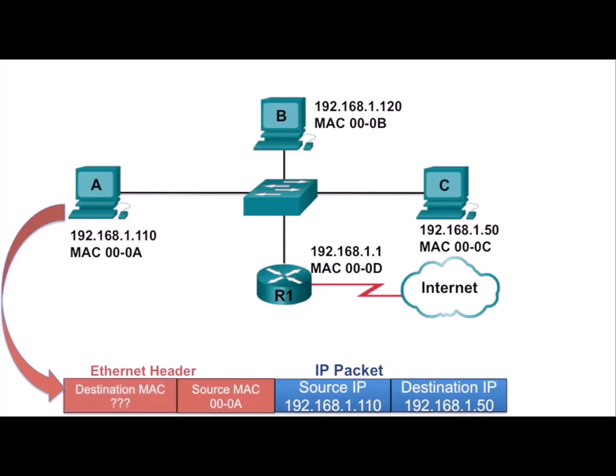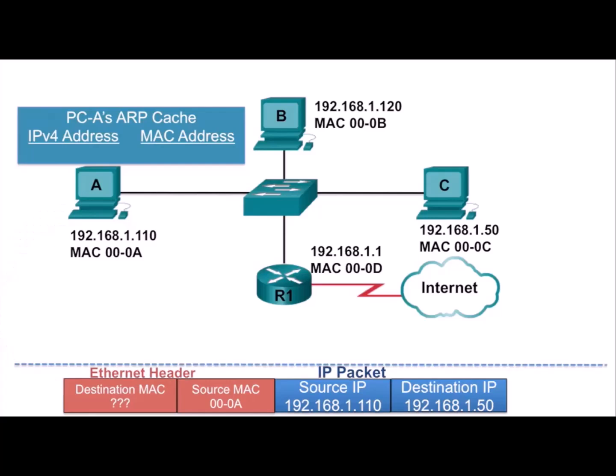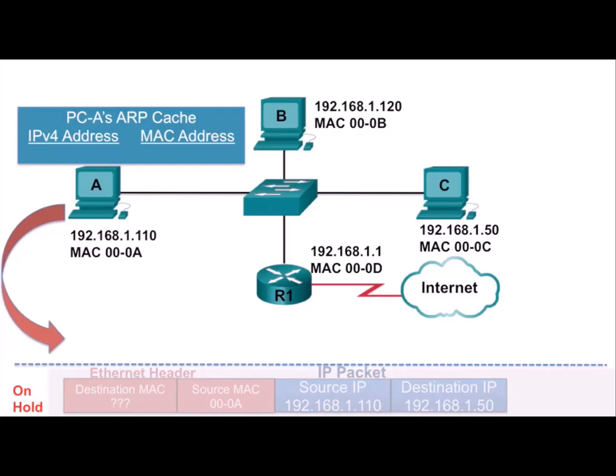So it needs to know what the destination MAC address will be. Because the source and destination IP addresses are on the same network, the destination MAC address will be that of the destination IP address of PCC at 192.168.1.50. So PCA checks its ARP cache for the IP address 192.168.1.50. Because it is not in its ARP cache, it will put the packet on hold and create an ARP request.